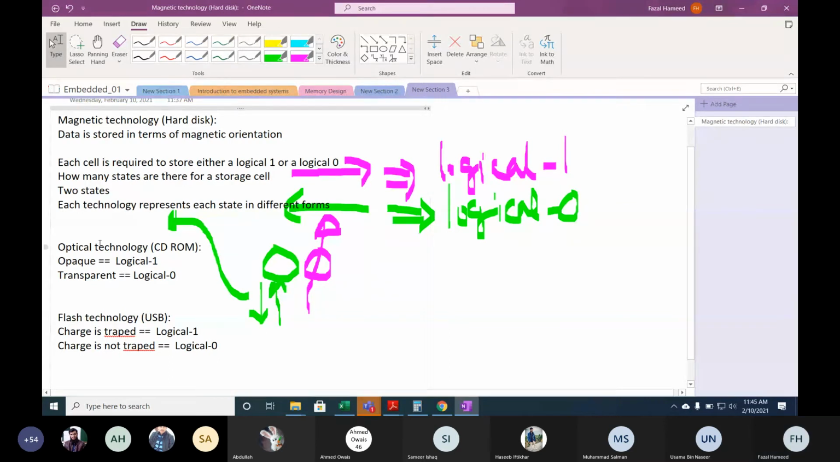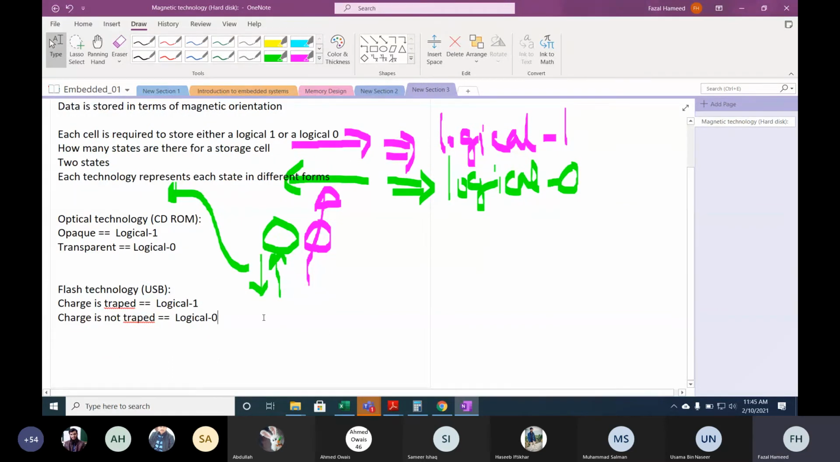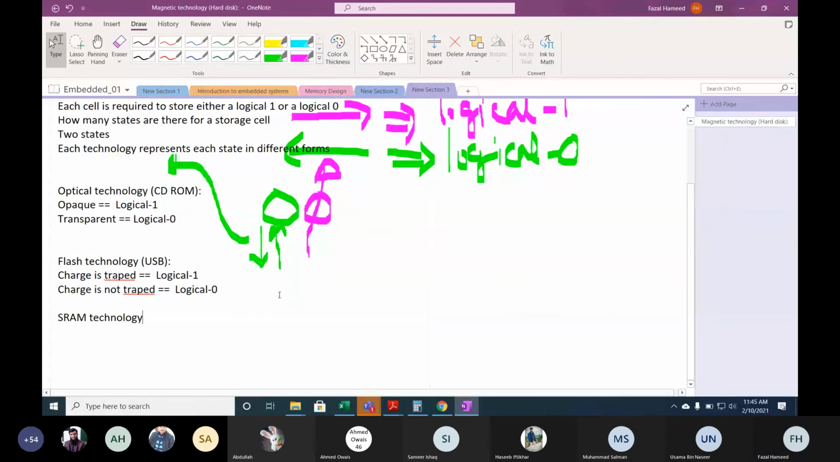ठीक है? अच्छा. Now you also have studied SRAM technology. How does SRAM store a value? SRAM किस तरह डेटा स्टोर करती है? Sir, almost like flash. No, not like flash. NAND has transistors too, but it is volatile memory and needs to be refreshed. But actually, how does it store the data?